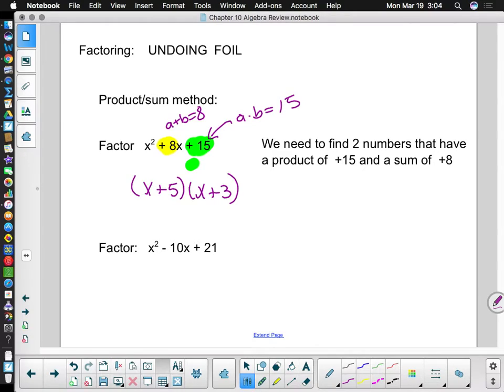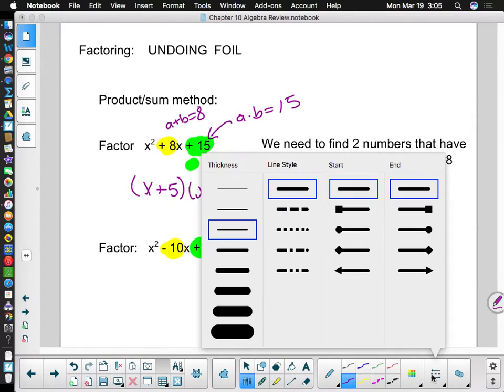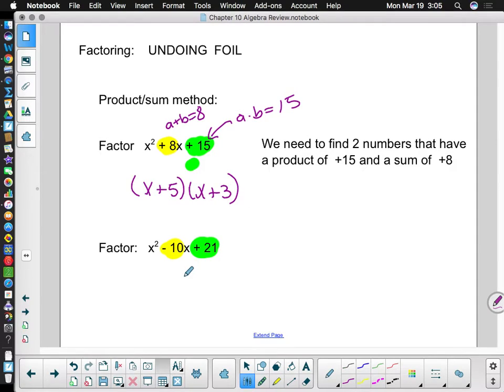Here, x squared minus 10x plus 21. Again, just to highlight quickly, my sum has to be negative 10. My product has to be positive 21. So again, if we go back, I'm sorry, wrong tool. There we go. So a times b is positive 21. A plus b is negative 10.